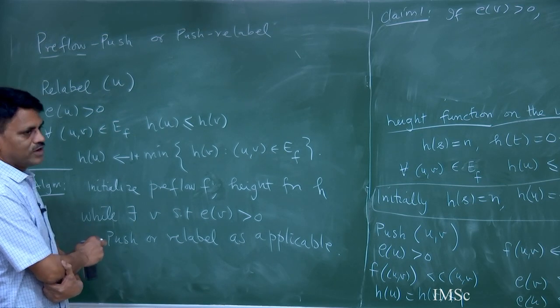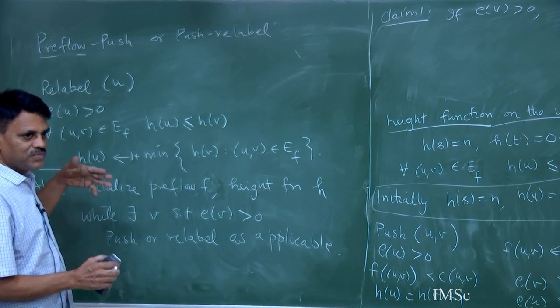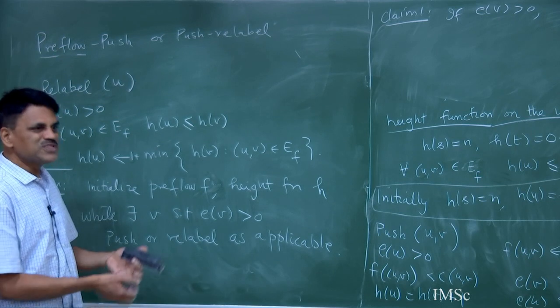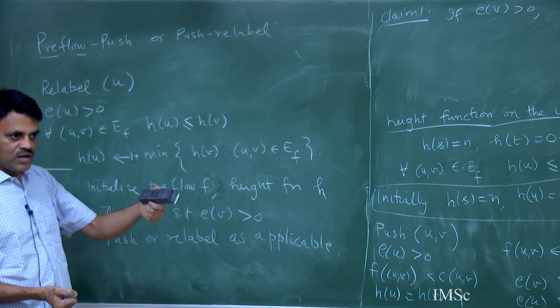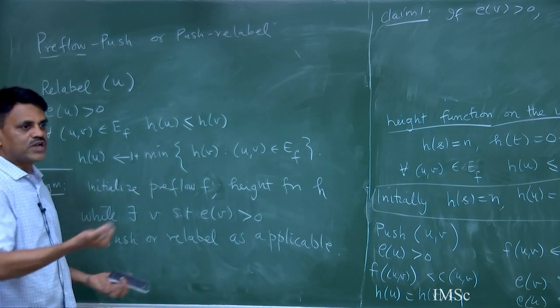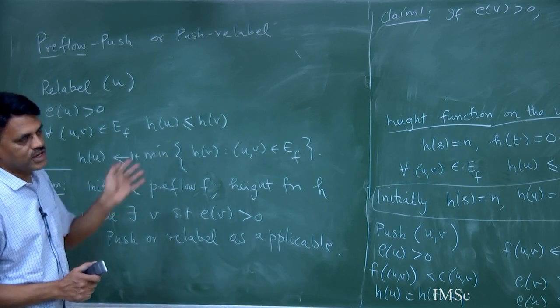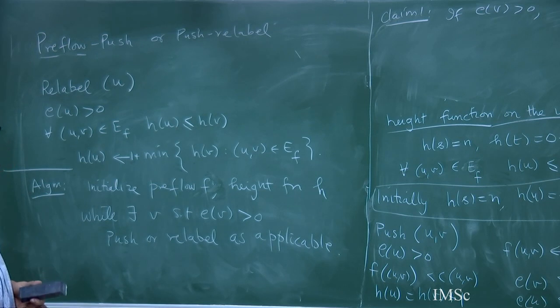The excess is strictly greater than 0. What does that mean? There is more flow coming into it than flow going out of it. There must be some edge coming into it with a non-zero flow, right? So that edge, the other direction must be in the residual network. So this set is non-empty, and so push or relabel applies, right? Good.